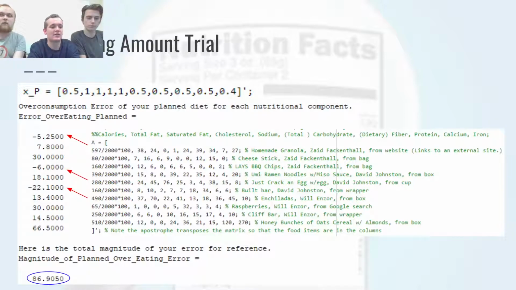So, for our second serving amount trial, we wanted to increase the amounts of certain foods that had negative nutrients. The negative nutrients here were calories, cholesterol, and carbohydrates. And we wanted to increase foods that had each of those three nutrients in high amounts. The good thing here is that we had a total error of less than 100%. So now in our final one, that was good.